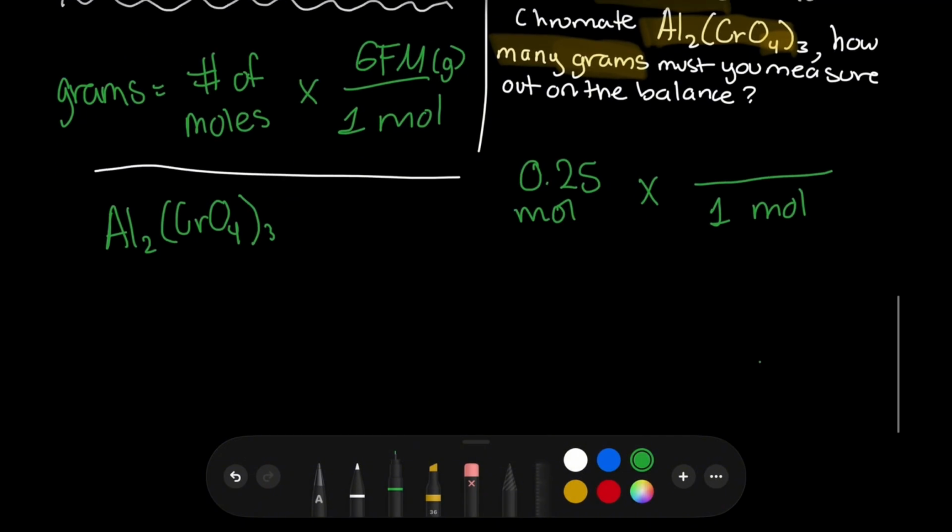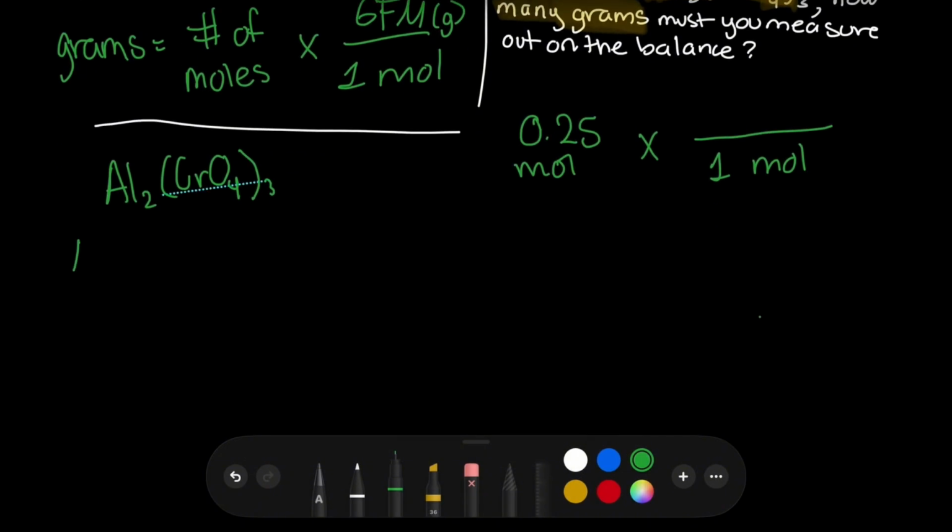Al2(CrO4)3. So we have aluminum. How many do we have? We have 2. We have chromium, and we have 3 because the subscript of 3 is distributed. And then we have oxygen, and we have 12 because the 3 is distributed and multiplied to the 4.